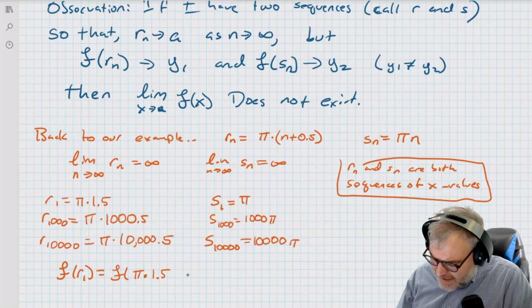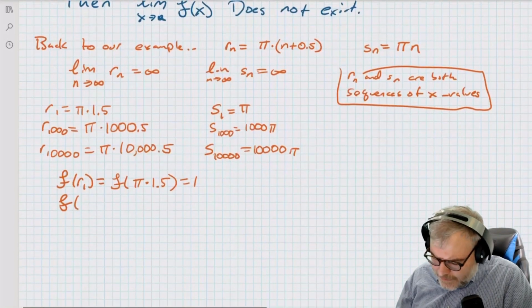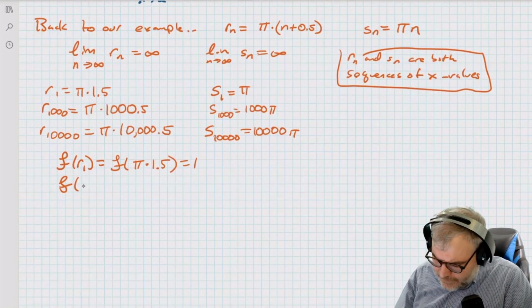That's supposed to be a times, that's a decimal. I don't know why it won't go up. There it goes.